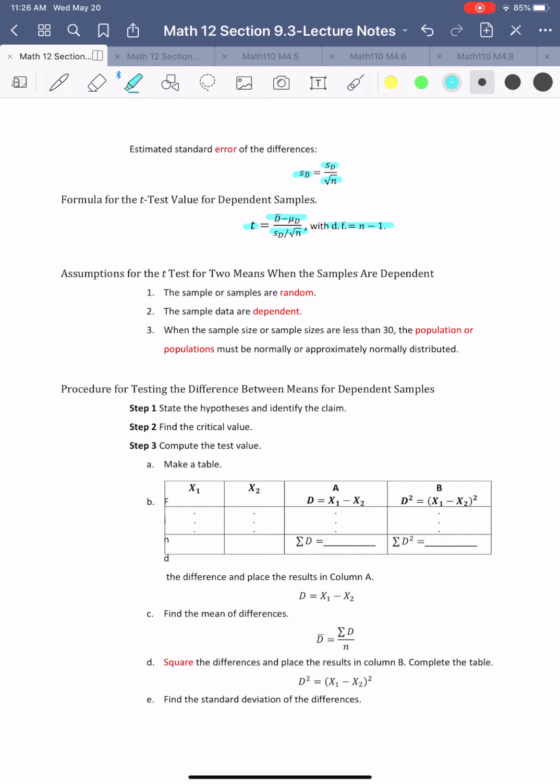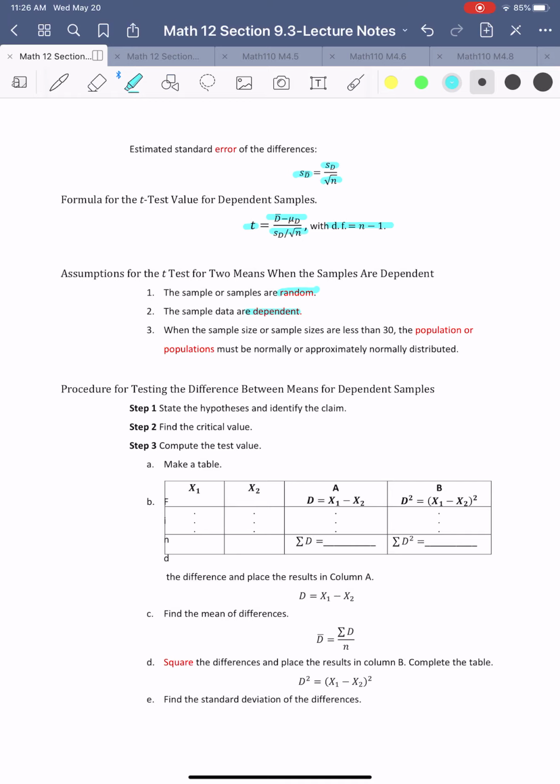The assumptions for the t-test for the two means when the samples are dependent: the samples are random, the sample data are independent, and when the sample size is less than 30, the population must be approximately normally distributed.